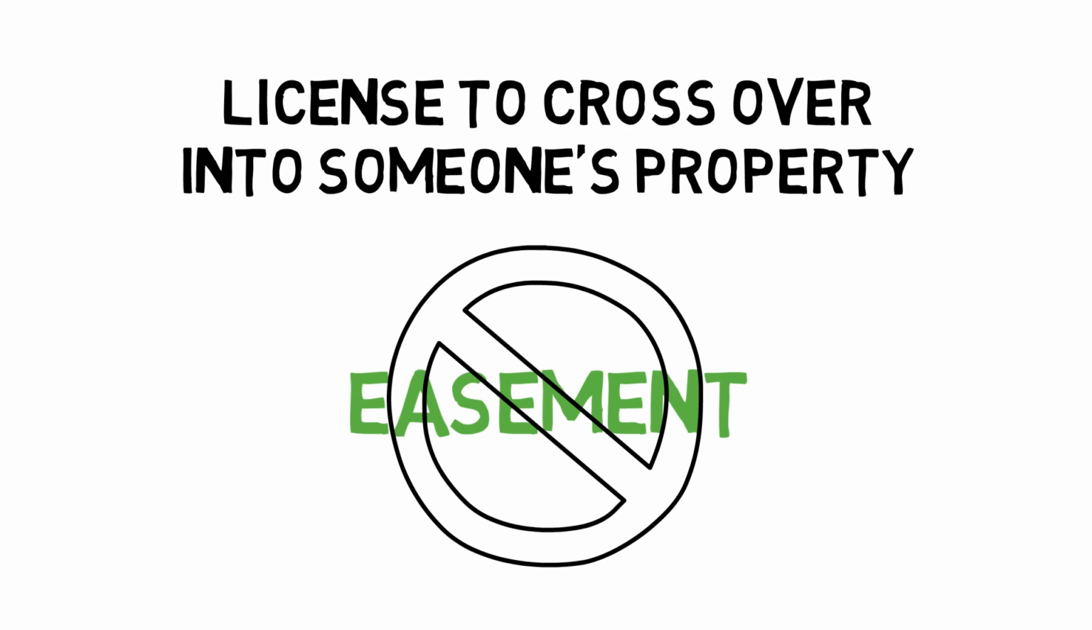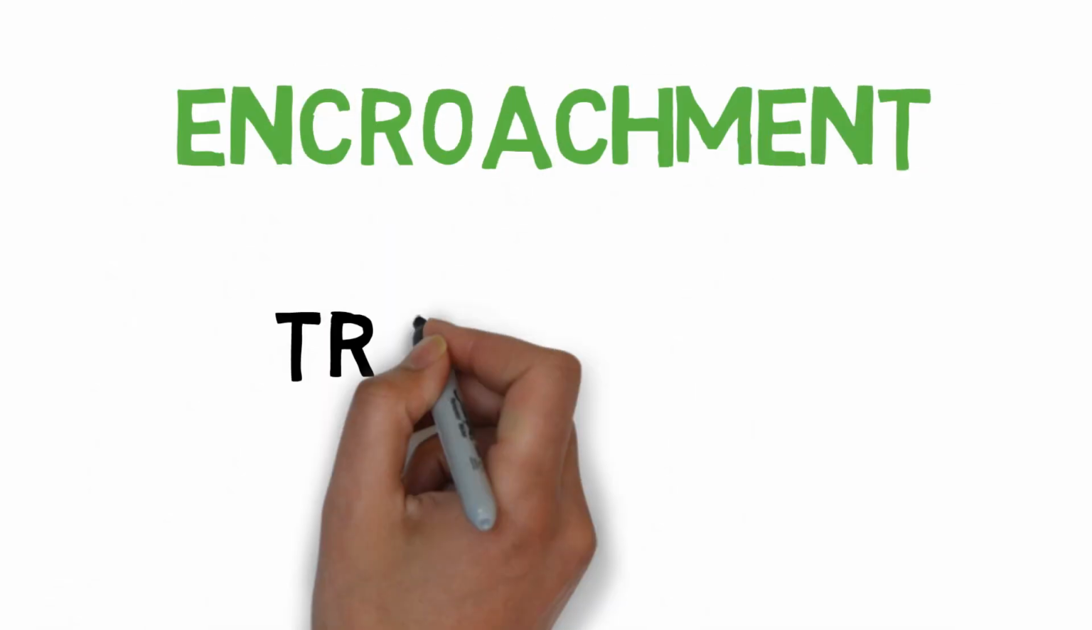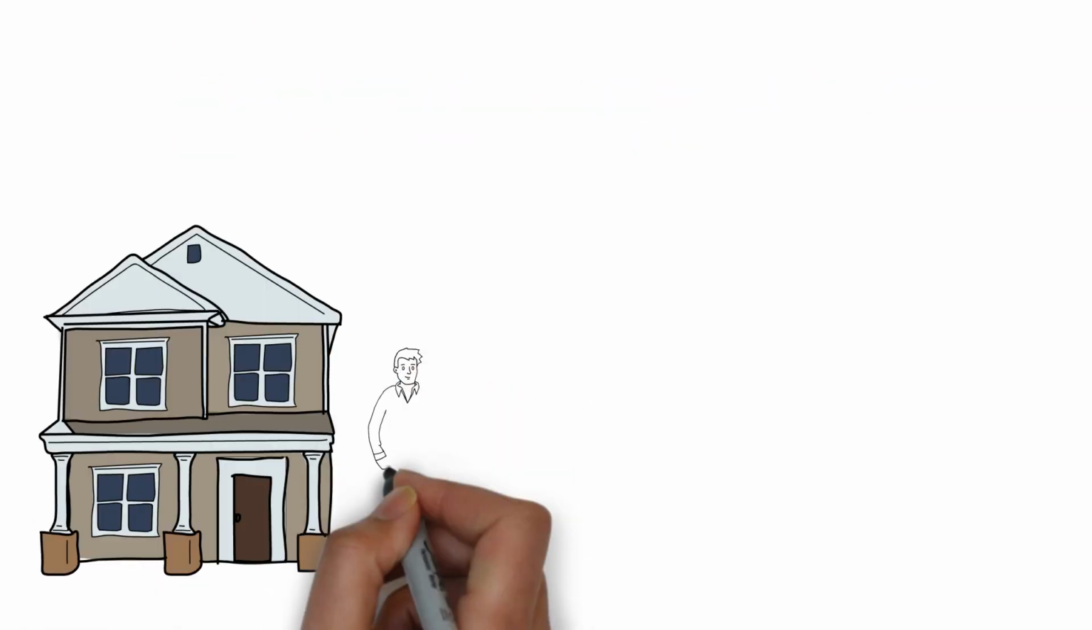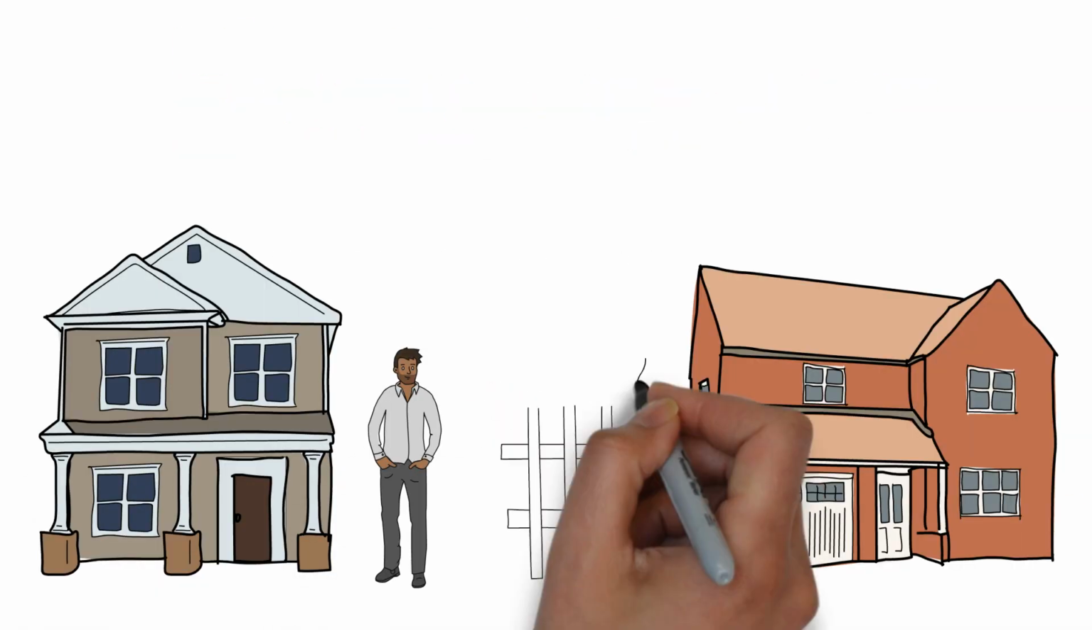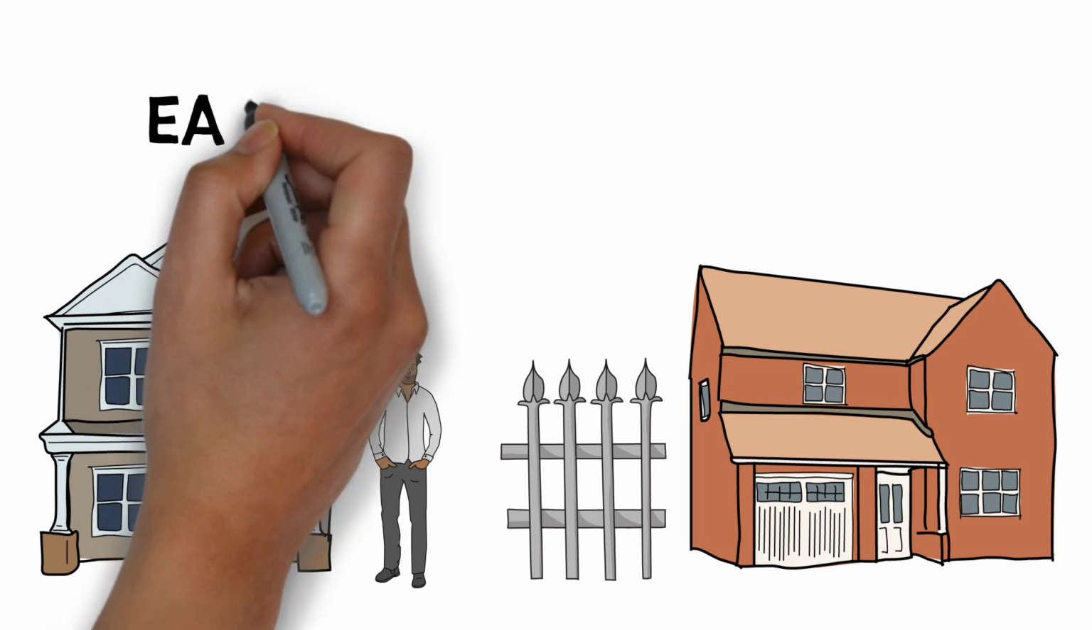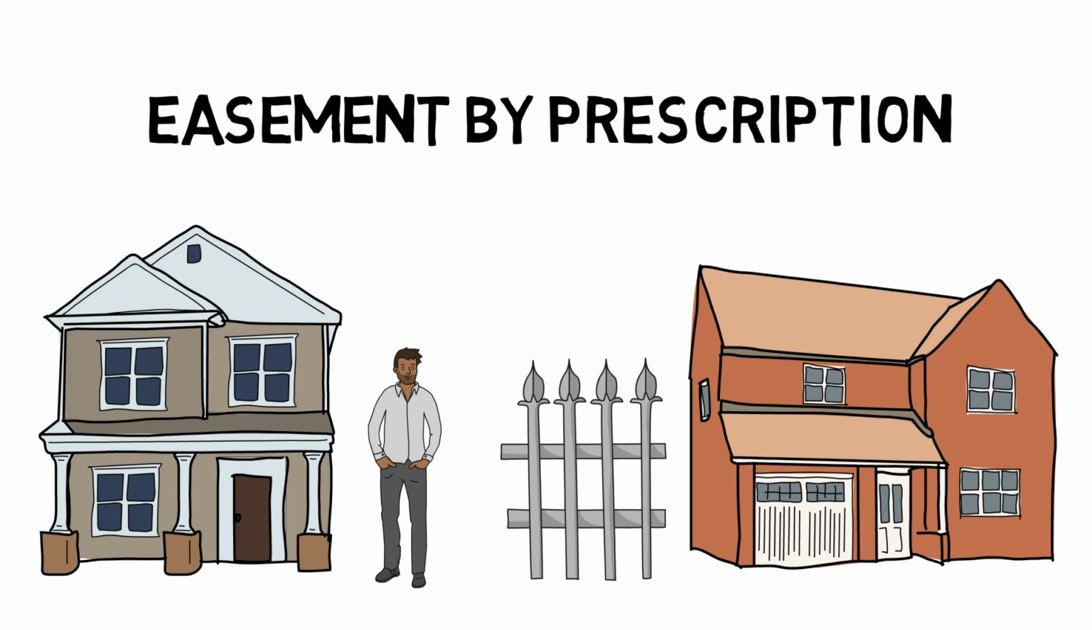And finally, an encroachment is trespassing. For example, someone builds a fence onto your property. If that were the case, the neighbor could possibly take you to court to remove the encroachment. The point is, something needs to be done, because if someone encroaches on your property and you never say anything, if they continue to use that property long enough, they may end up with an easement by prescription.